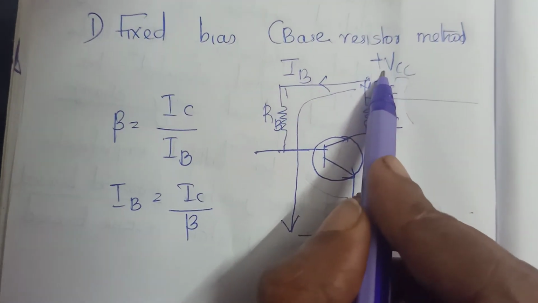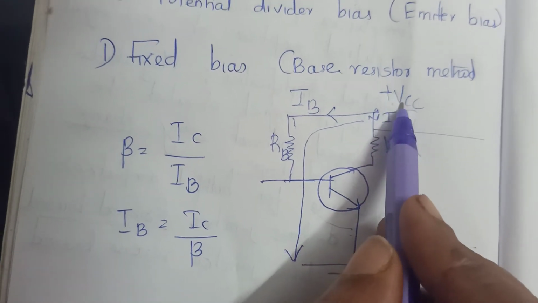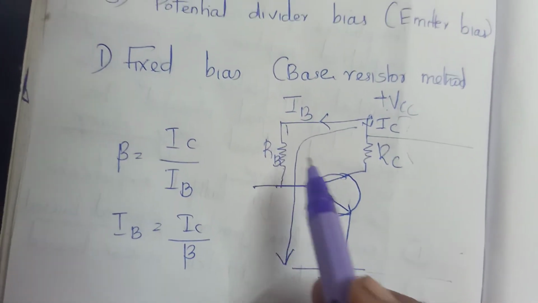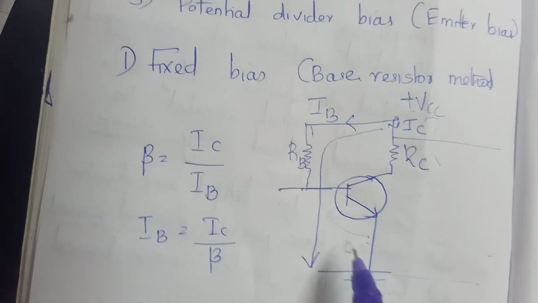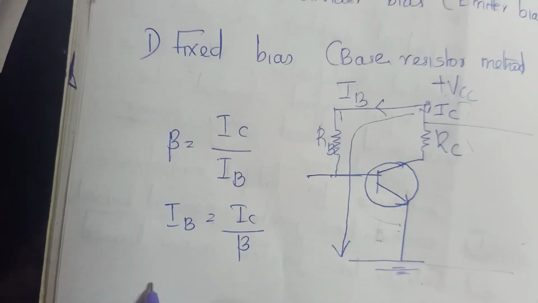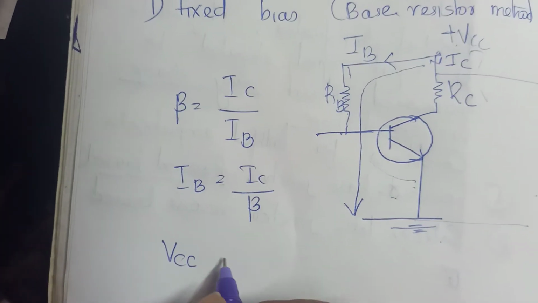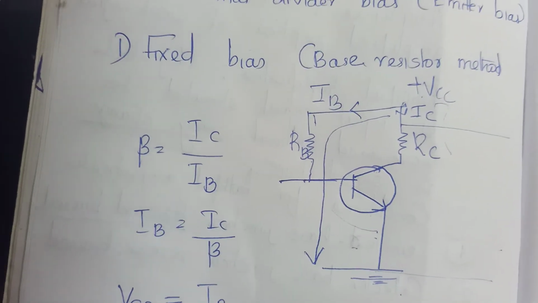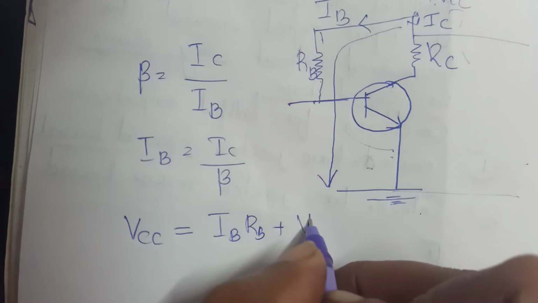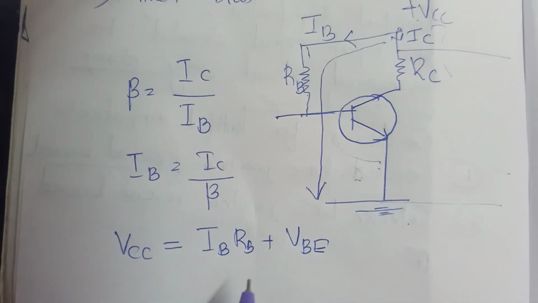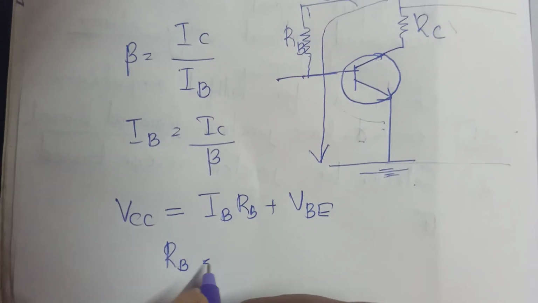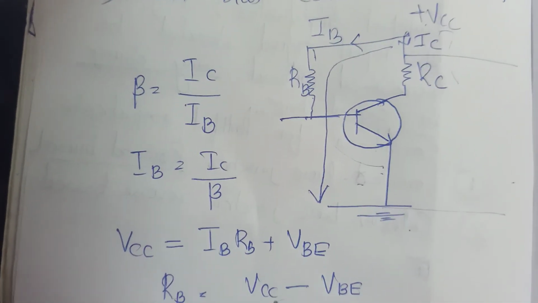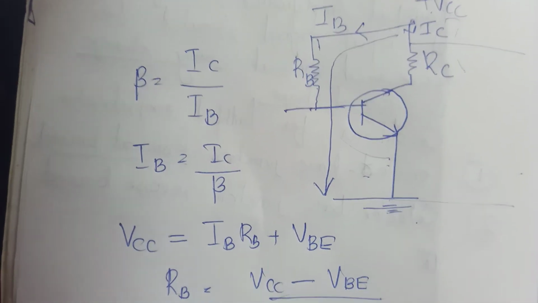This plus VCC is the biasing voltage. Here this voltage is dropped across this RB, that is IB into RB, and the base emitter voltage. So applying Kirchhoff's law, we can write the conservation equation of voltage as VCC is equal to IB into RB plus VBE. From that, RB is equal to VCC minus VBE, the whole divided by IB.